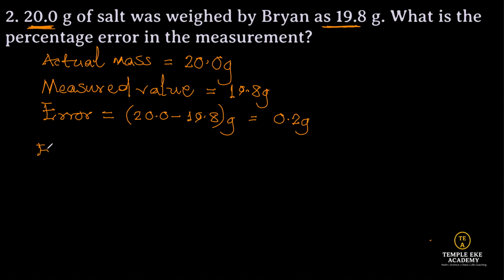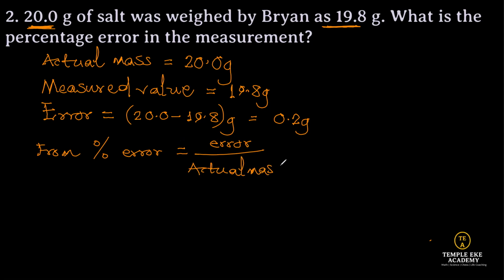From our formula, the percent error is the actual error divided by the true value, which is the actual mass in this case, multiplied by 100. And now we have the error, which is 0.2, as you can see. We have it right there. And the actual value is also known, 20.0. So we can make use of these values right away.